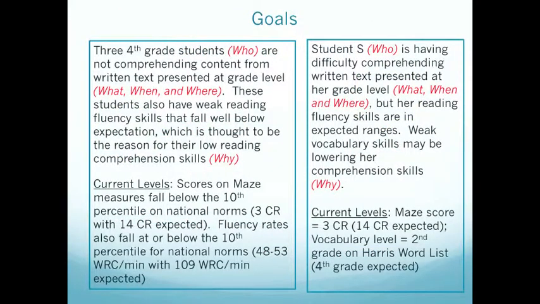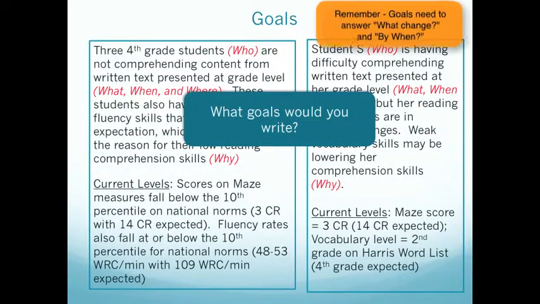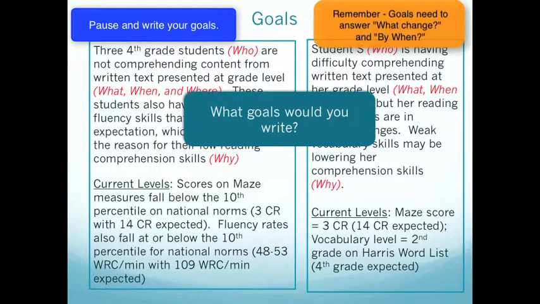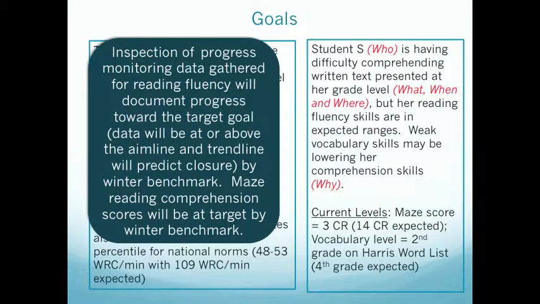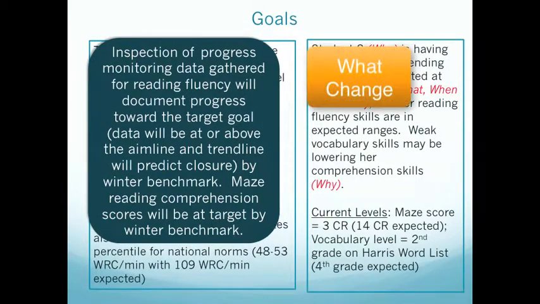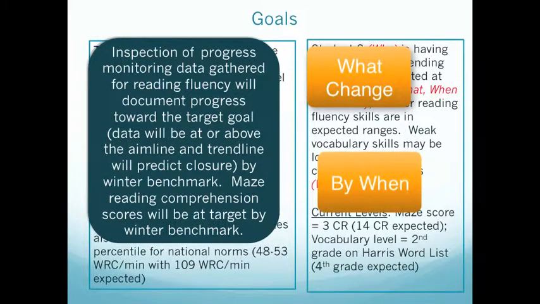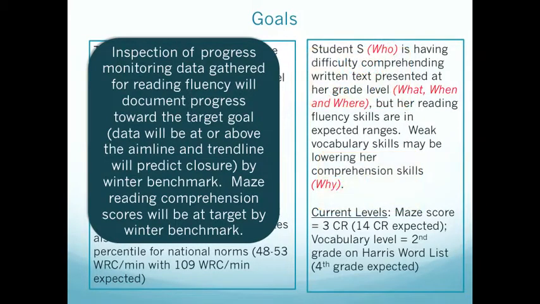Let's look at our precision statements. What goals would you write? Here's one possible goal. Inspection of progress monitoring data gathered for reading fluency will document progress towards the target goal. In other words, the data will be at or above the aim line, and the trend line will predict closure by the winter benchmark. We have a what and we have a when. May's reading comprehension scores will be at target by winter benchmark. Again, we have a what and we have a when.